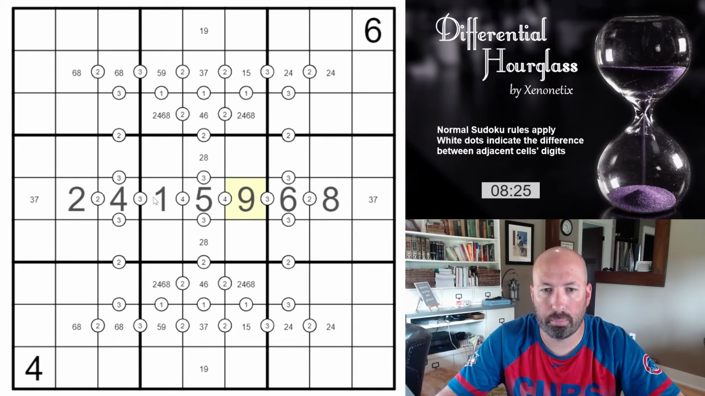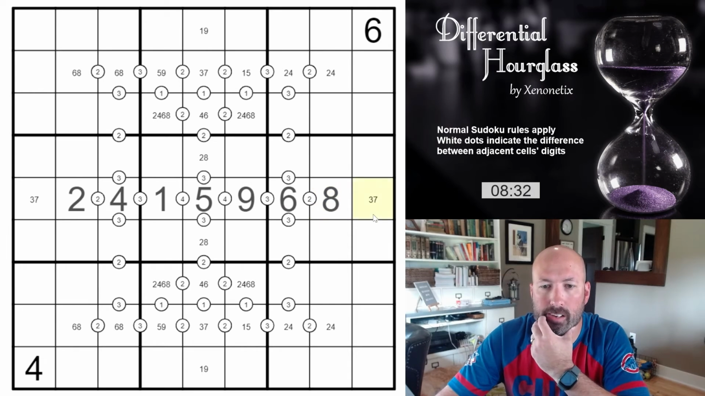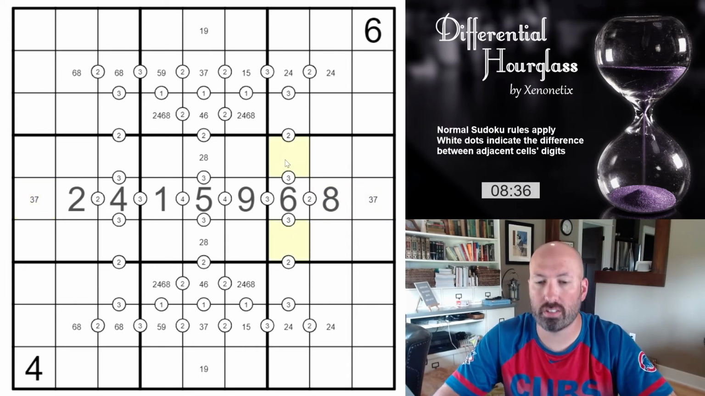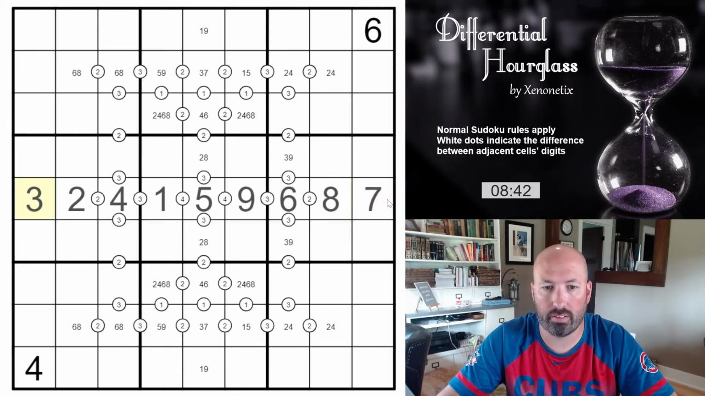Is that going to help us anywhere else? Don't know that it is. And we don't know the 3 and the 7 yet. Oh, we do, because this is 6. Right, so we don't have 4 options here anymore because we know the 4 and the 6. So this is 3 and 9, making that a 7.